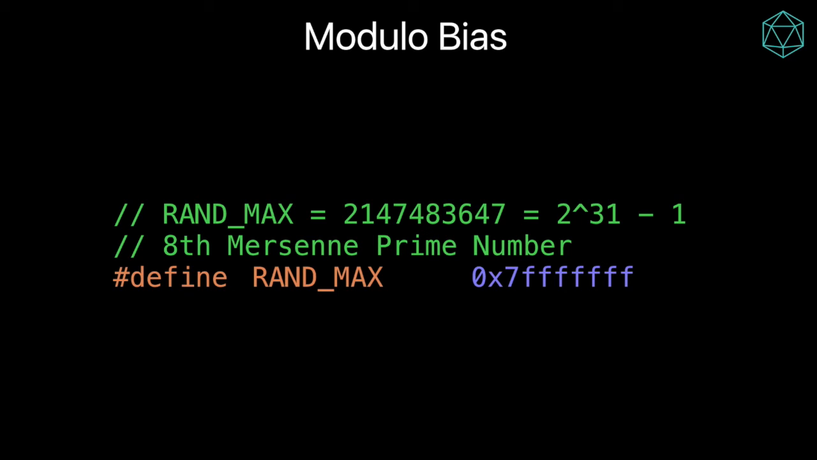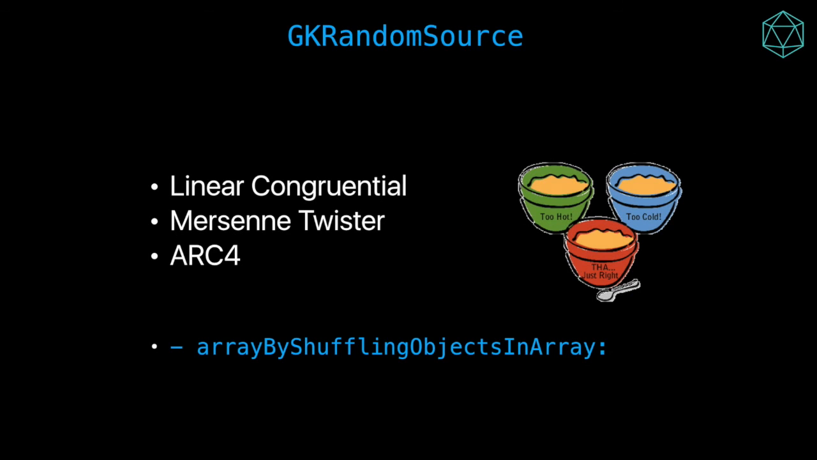So doing random numbers is tricky and difficult. This is why I wanted to persuade you to use GameplayKit. GameplayKit provides you not just one, but three random sources you can pick from, and each of them has different random properties. The first one is the linear congruential random source. This is the one that is computationally the fastest to generate, but it's also the least impressive in terms of random properties.